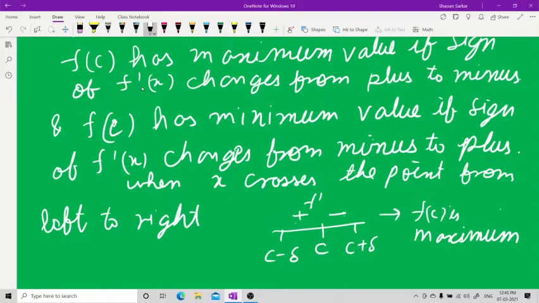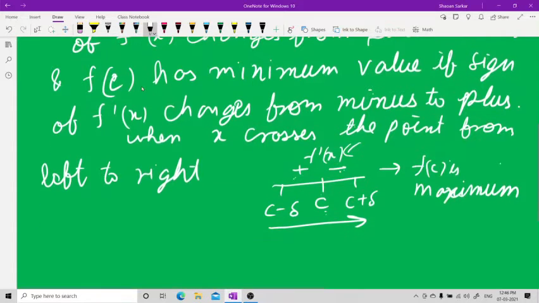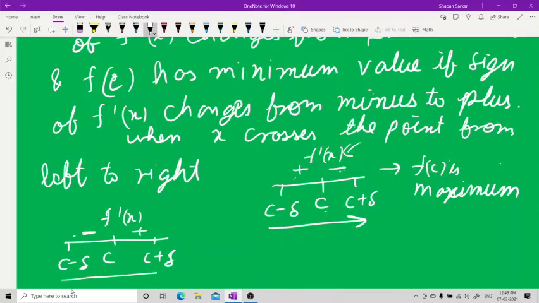Now suppose f dash, मतलब ये कोई एक इंटरवल है C और C plus delta और C minus delta, you will go from left to right, माने लेफ्ट से राइट की तरफ जाओगे तो f dash x की वैल्यू प्लस से माइनस अगर हो जाए, तो f(c) इस पॉइंट पे maximum will become a maximum. Similarly, if this is my point C, this is C plus delta, and this point is C minus delta, f dash x goes from minus to plus when you are going from left to right, then f(c) is minimum value.